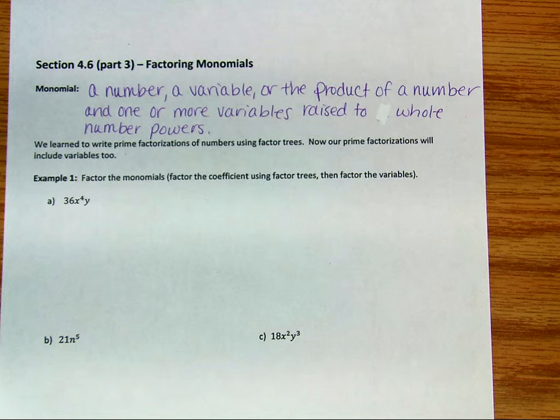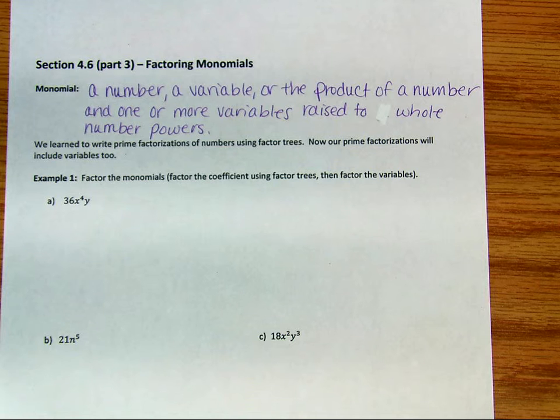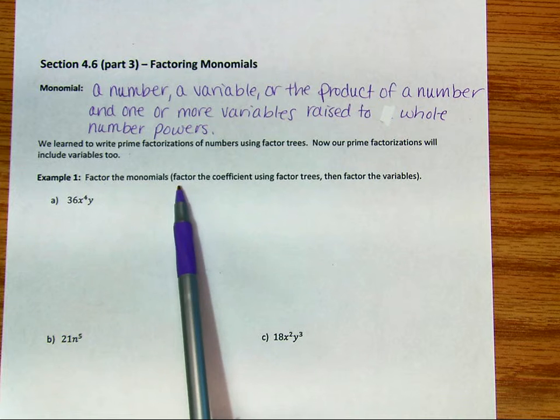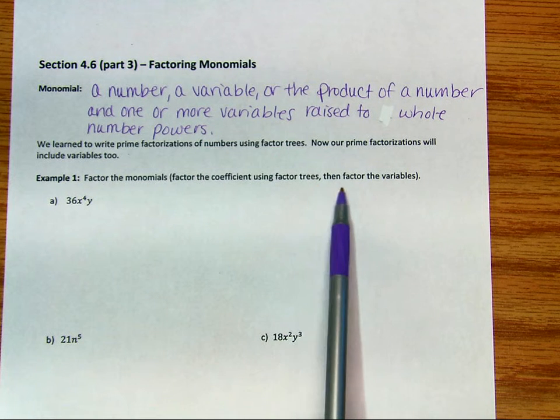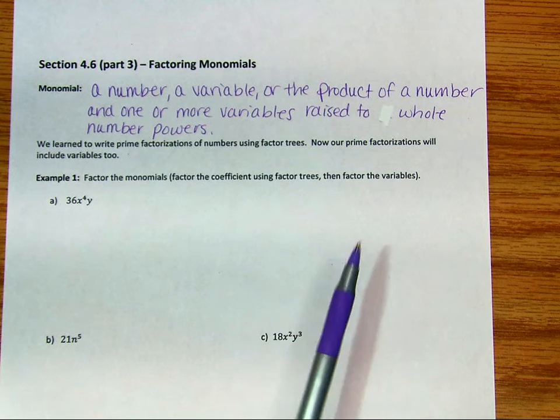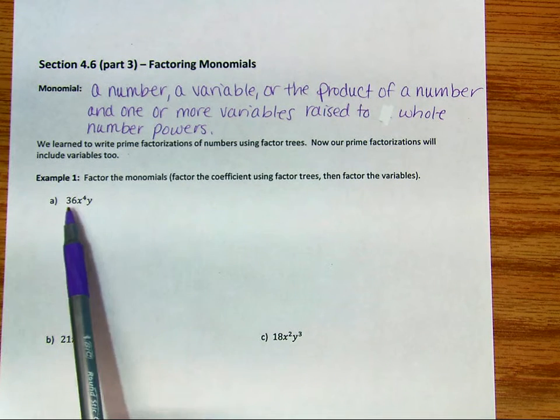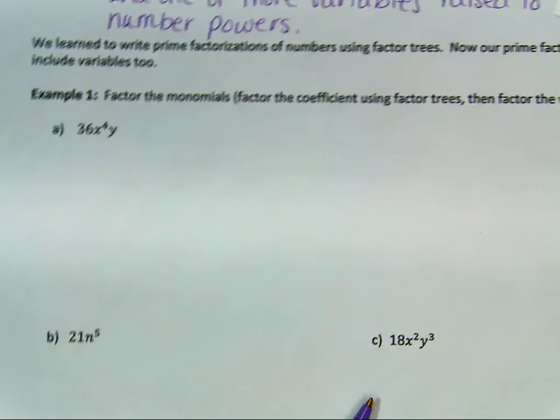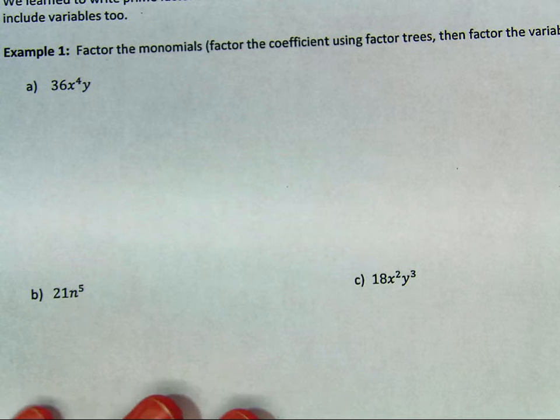So it says, we learned to write prime factorizations of numbers using factor trees. Now our prime factorizations will include variables too. So it says factor the monomials, and to do that we're going to factor the coefficient using factor trees, then factor the variables. So I'm going to actually want to expand this as much as possible. So right now I have 36 x to the 4th times y. And I want to use factor trees to factor this, expand it as much as I can.